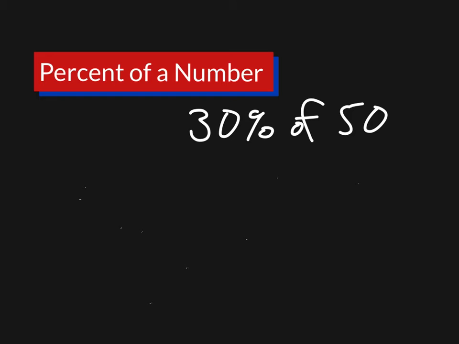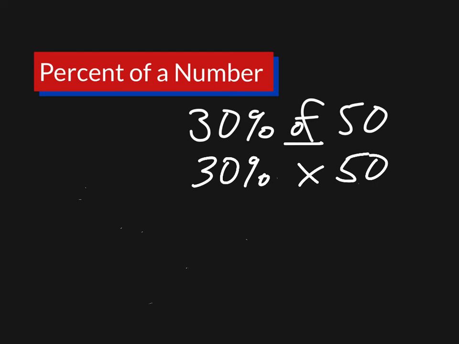Now we're going to look at the decimal method. And under the decimal method, what we're going to say is that the word of means the same thing as multiply. So the statement 30% of 50 means the same thing as 30% times 50.